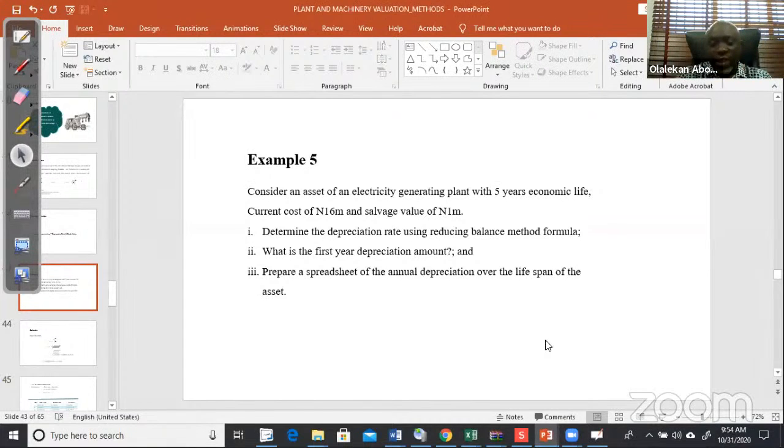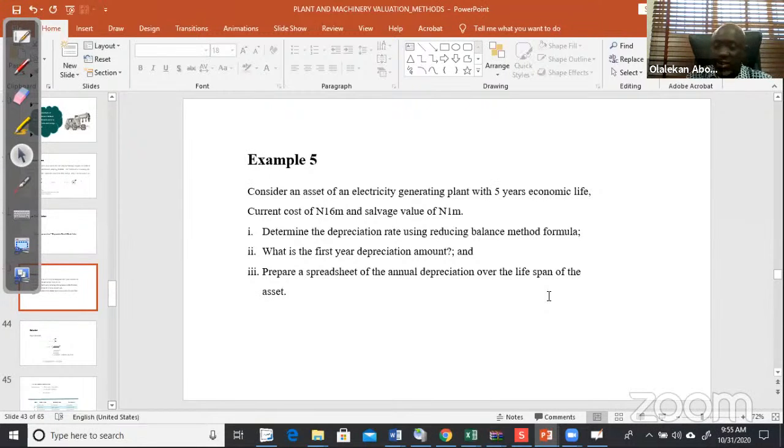Recall that we used this example in the straight line method. So we want to quickly use it again now and see how it will play out. In this case, the question says we should determine the depreciation rate using the reducing balance method. The second asks, what is the first year depreciation amount? We have to determine that. And the third says, prepare a spreadsheet of annual depreciation over the lifespan of the asset.